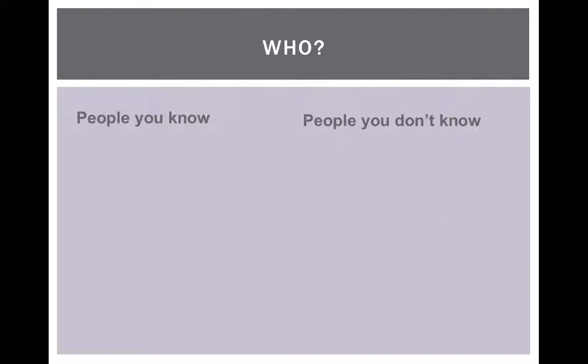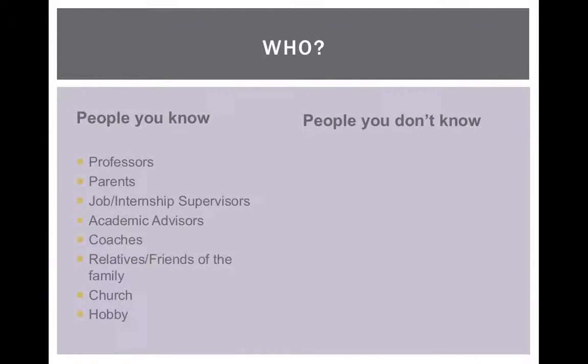So, who should be on your personal board of directors? Well, you should start with people whom you already know. These could be professors, and should be professors, and parents. Your parents have a lot of connections that you might not even know of that could be very beneficial to you. Also past job, internship, or co-op supervisors, your academic advisors, coaches, relatives and friends of the family, and other people you know from organizations like church, or a hobby or organization that you're interested in.